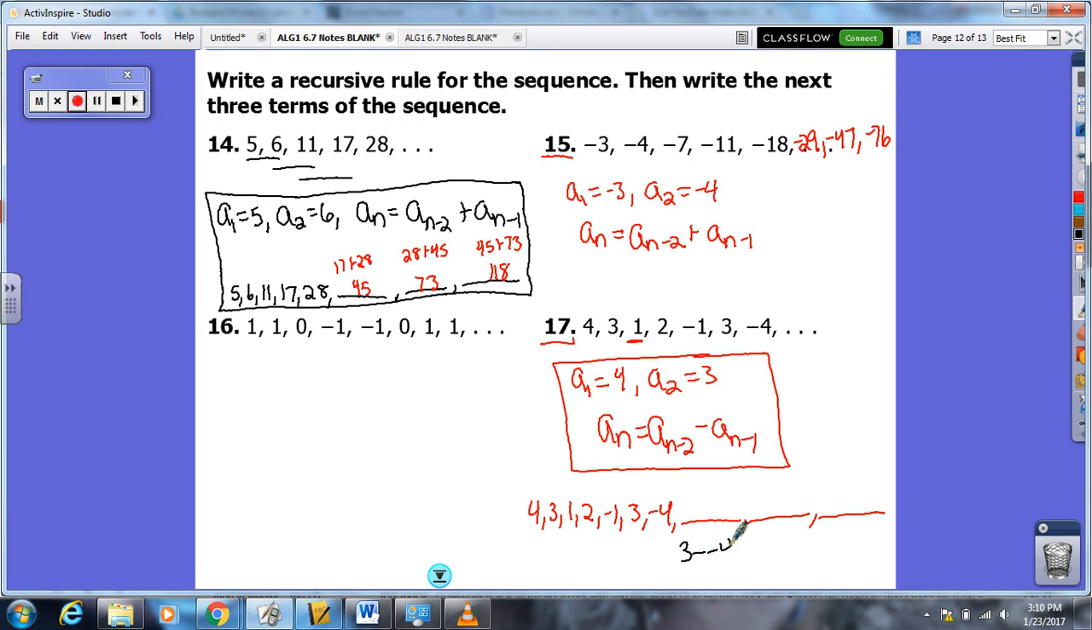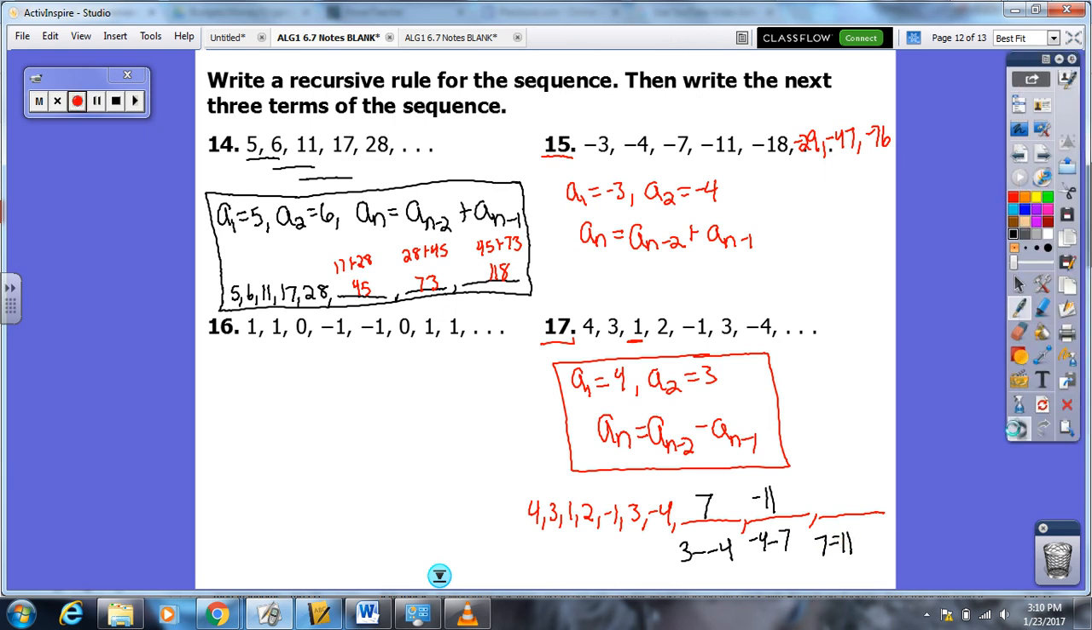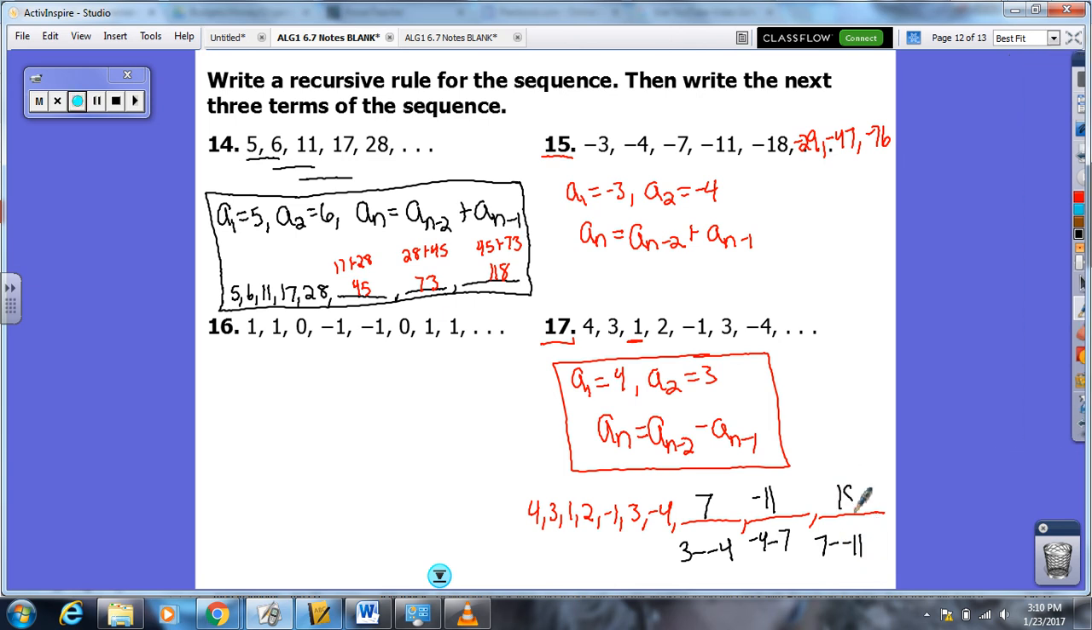To find this term, take the term 2 places before it, that's 3, and subtract the term right before it, that's negative 4. So 3 minus negative 4 turns into plus, and we get 7. To find this term, take the one 2 places before, that's negative 4, and subtract the one right before it, that's 7. So negative 4 minus 7 is negative 11. Here, take the one 2 places before, that's 7, minus the one right next to it, that's negative 11. Sorry, I didn't write that very clearly. 7 minus negative 11 turns into plus, and it's going to be 18.